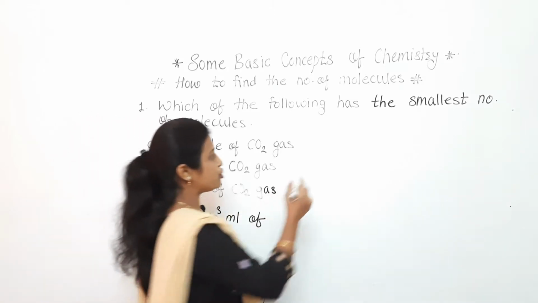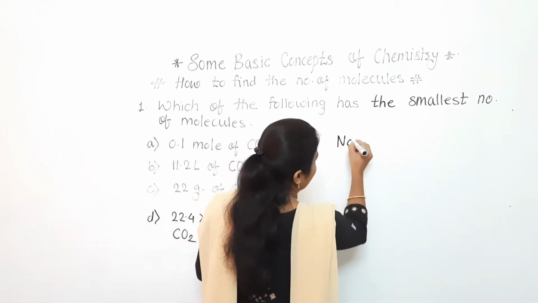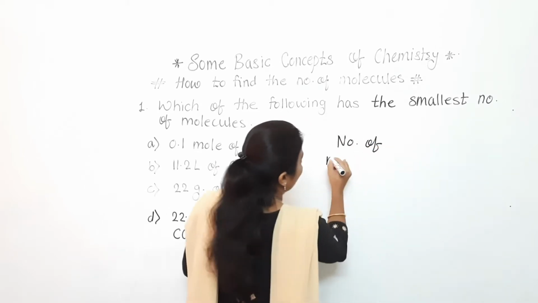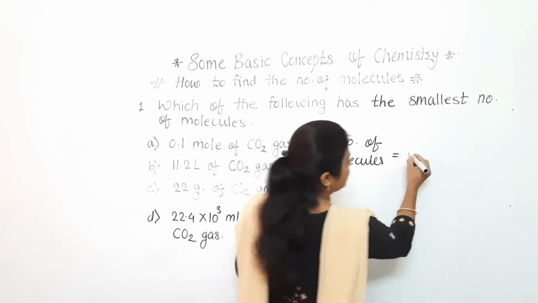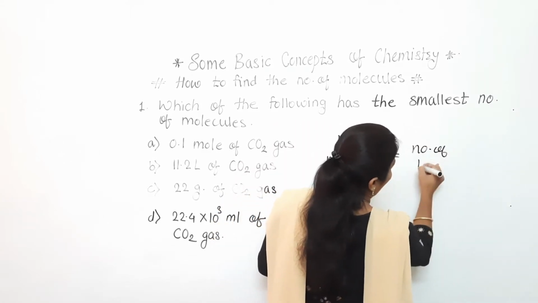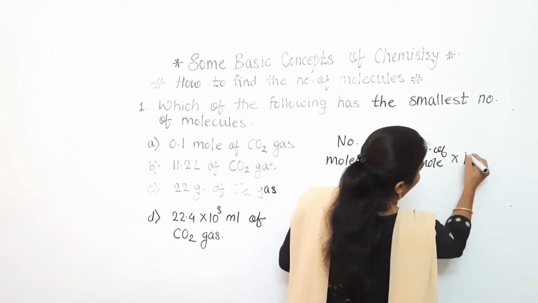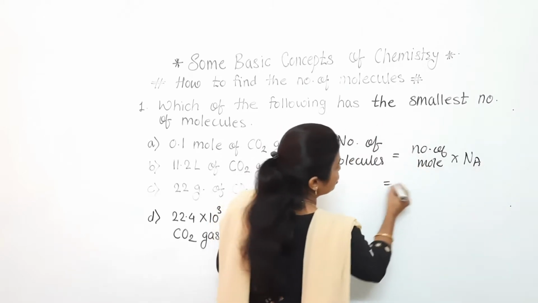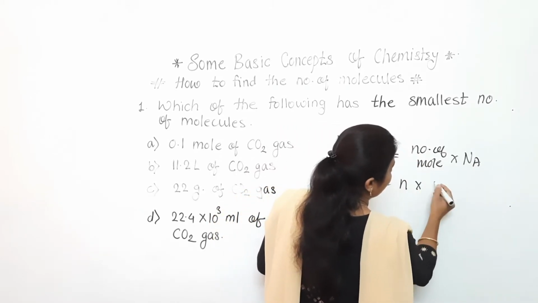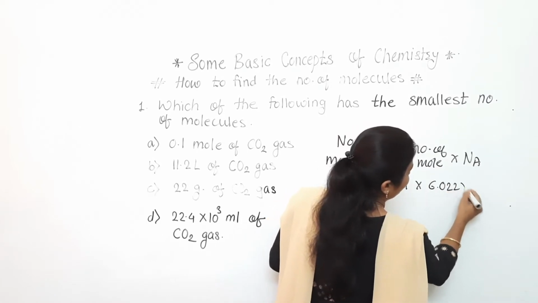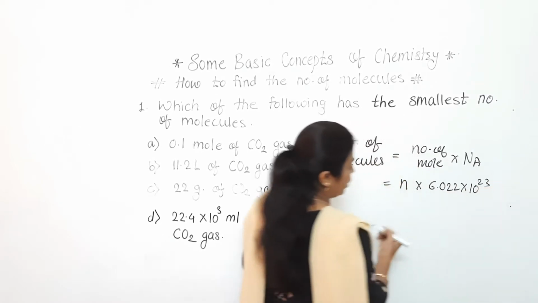So which formula we should know? Listen carefully and please note down this formula also. Number of molecules is equal to, what is the formula? Formula is number of moles into Avogadro's number. In this way we can write n into Na. Instead of Na we will write that value, that is 6.022 into 10 raised to 23.